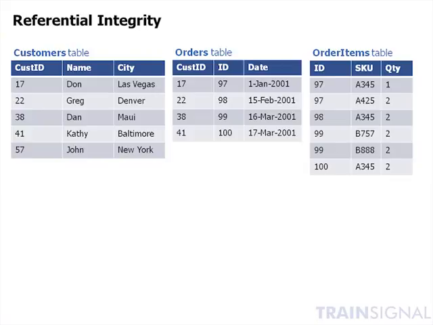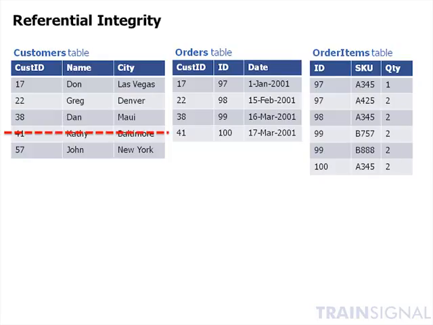Well, here's three tables in a database: the customers table, the orders table, and the order items table. You've seen these before, and they're all related to one another. The orders table has a cust ID column, which takes its values from the customers table's cust ID column. The order items table has an ID column, which takes its values from the orders table's ID column. So these things all relate to one another.